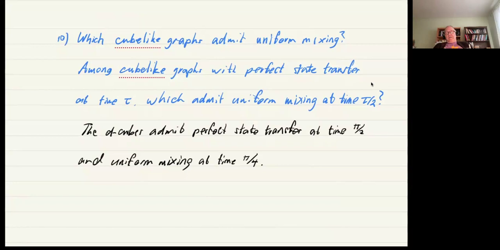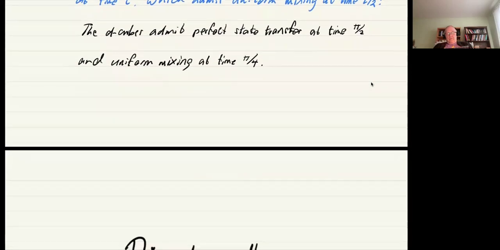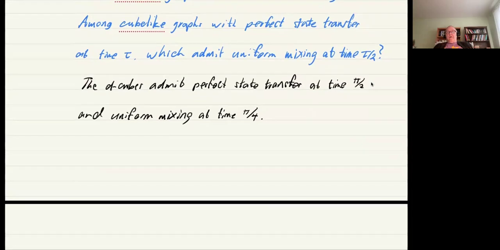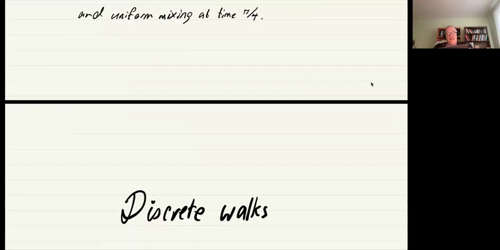Now, the canonical example here is the d-cube. It has perfect state transfer at time pi over 2 and has uniform mixing at time pi over 4. And there'll be quotients of the cube which will have similar properties. So there will be cube-like graphs where at half the PST time you get uniform mixing. And I'm pretty confident there'll be some where you don't, but I've not gone and looked. Has anyone got any questions at this point? I'm rattling through this. Okay.